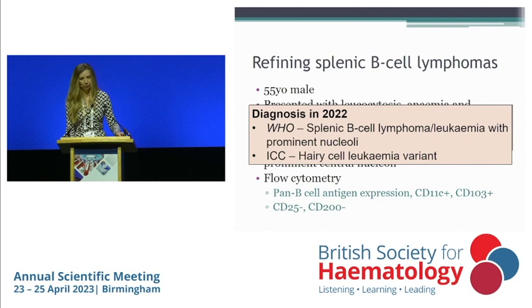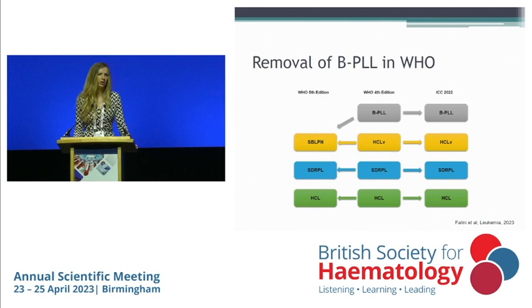So what you can see here is what has happened with these splenic B-cell lymphomas between the WHO fourth edition and the new WHO and the ICC. You can see the ICC have been consistent with the previous WHO fourth edition, but the WHO have created this new category: splenic B-cell lymphoma with prominent nucleoli, and that encompasses hairy cell leukemia variant and also BPLL, which has now been removed. Both of those have been removed as defined categories.